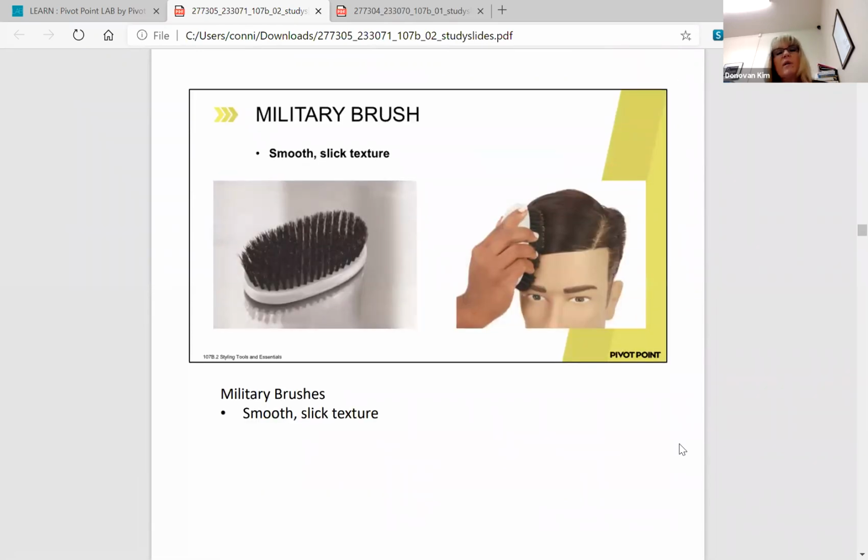And then these are called military brushes, but a lot of times people call them pocket brushes or a fade brush or a boar's bristle brush, because at one point in time those bristles were made out of boar's bristle. So they were real sharp and strong. But now they make them with many different types.